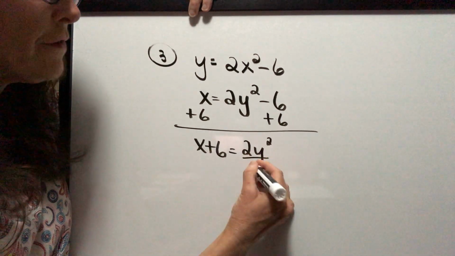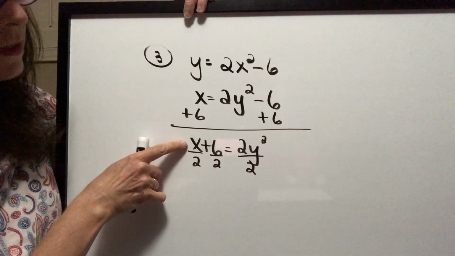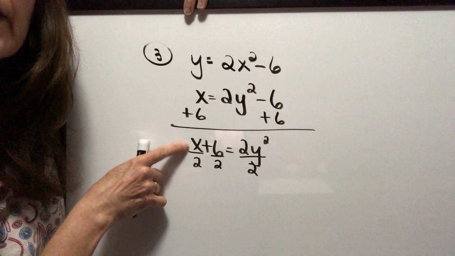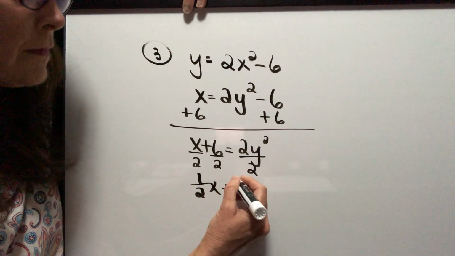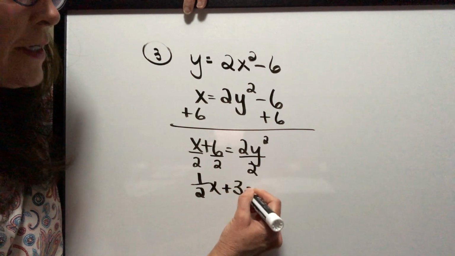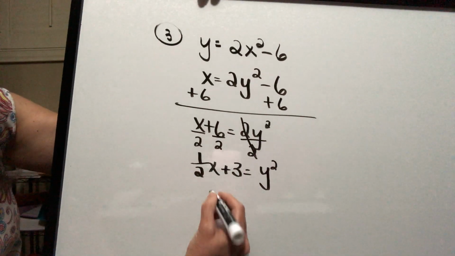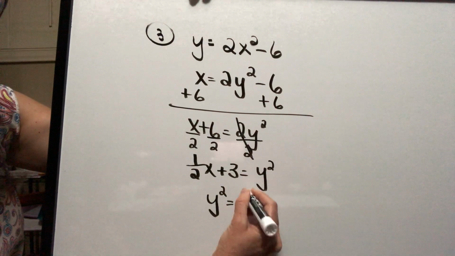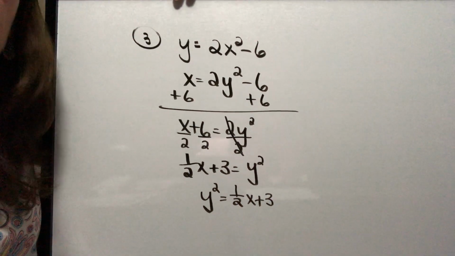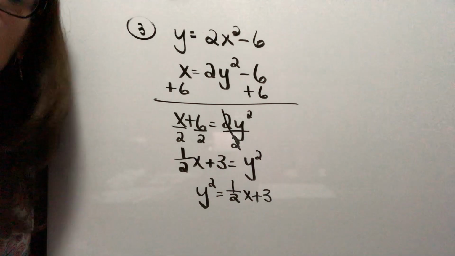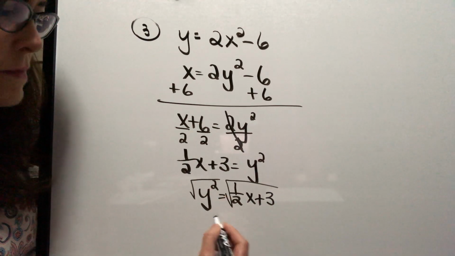I will also divide everything by 2. That's every term by 2. Remember, this is like 1x over 2, so that's 1/2 x. Plus 6 over 2 is 3. Over here, the 2's cancel, and that's y squared. So right now I have y squared equals 1/2 x plus 3. So we're trying to solve for y, not y squared. So at this point, I'm going to take the square root of both sides.